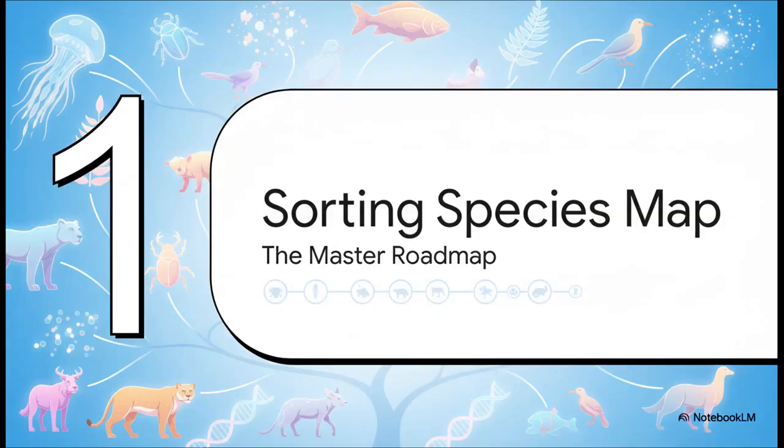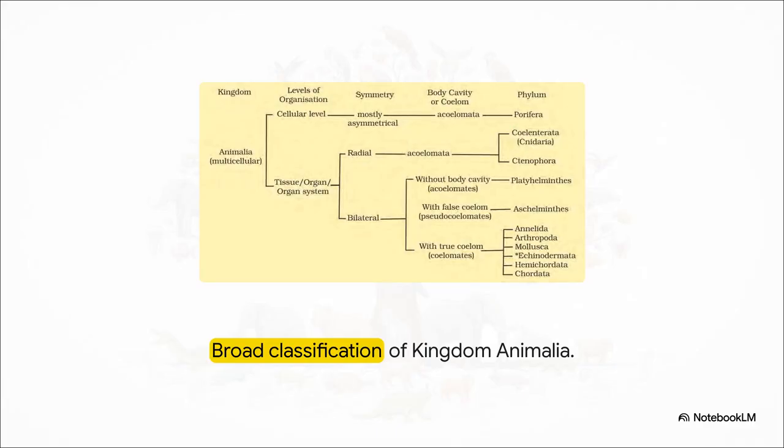Sorting 1 million species, the master roadmap. Take a look at this flowchart. It's basically our master map for the kingdom Animalia. Notice how it's organized based on fundamental cellular and body arrangements? It starts way over on the left with the basic level of organization, moves to symmetry, then looks at the type of body cavity, and finally branches out into the specific phyla on the right. We're going to use this exact map as our anchor today as we navigate the tree of life.